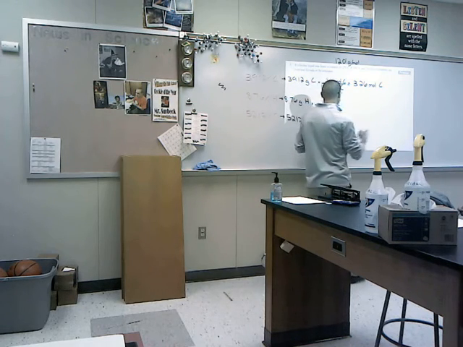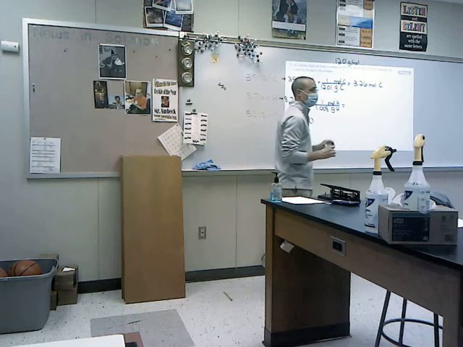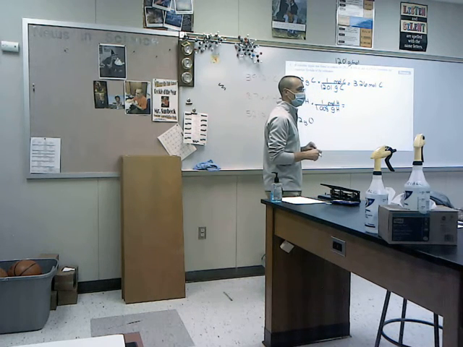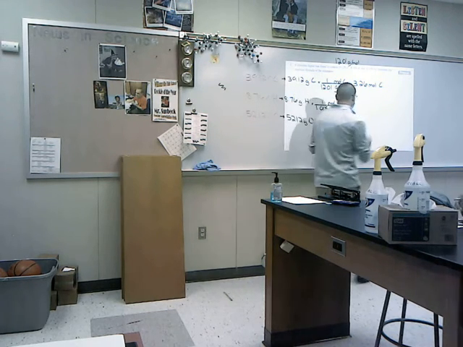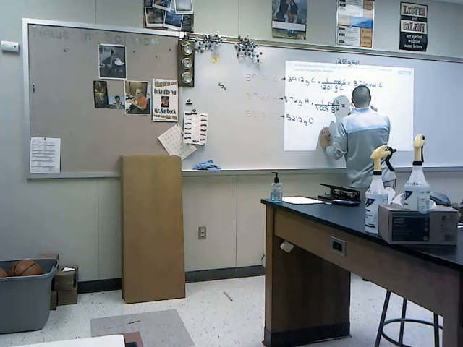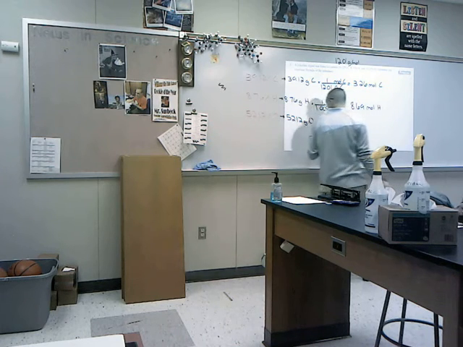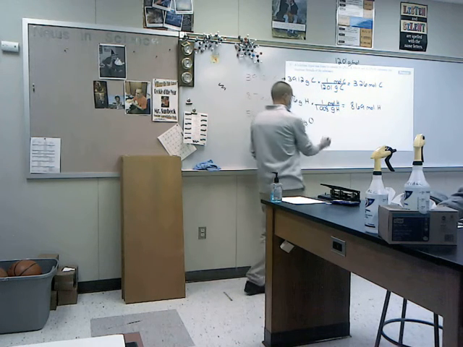And what do we get for the number of moles of H here? 8.69. Perfect. 8.69 moles of H. We've got to do this one more time for oxygen.